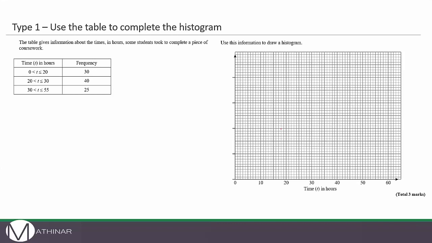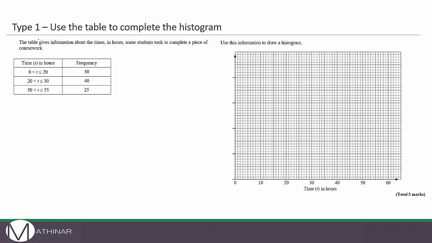So let's have a look at this question. The table gives us information about the time in hours some students took to complete a piece of coursework. We have a table and we use this information to draw a histogram. So we're going to be using the table to complete a histogram. So this is type 1.